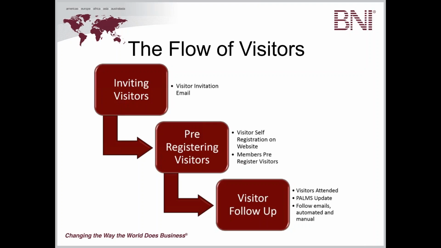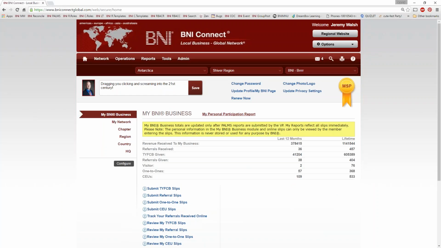So the first step of this is inviting visitors. Now, inviting visitors is a pretty straightforward process, but we do have to go beyond the home page. So we're going to have to go into the menu items in order to get to the visitor invitation. So the way you get there is you'll see these things up at the top: network, operations, reports, tools, and admin. Most people will just see network, operations, and reports. Now, network is going to be all of the networking components. So those are the social media aspect of BNI Connect, the connections and the testimonials. Operations and reports is really where everything else is hidden.